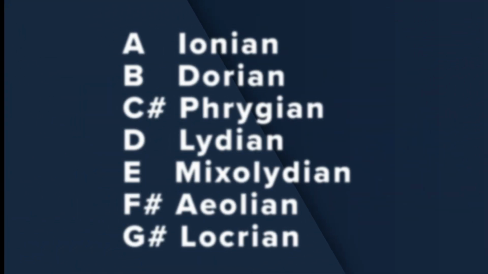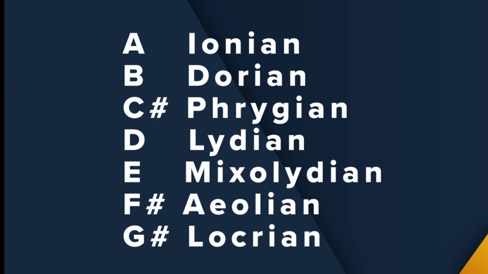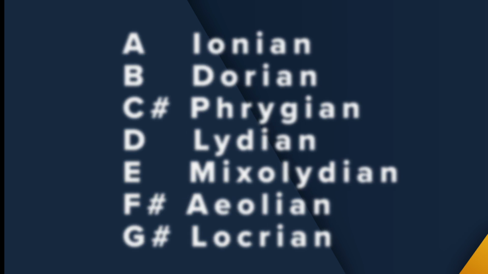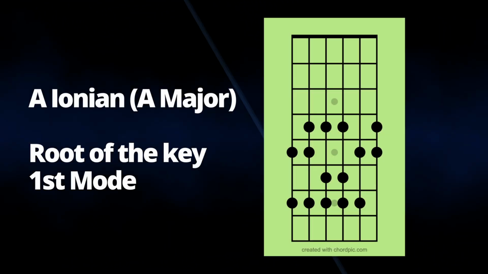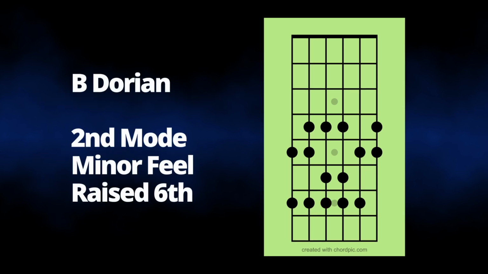Now let's go through all 7 modes. Remember, each mode uses the same notes as the A major scale, but by starting on a different note, we get a different sound or vibe. A Ionian. This is a major scale, bright, uplifting, happy. B Dorian. Start on B. It's a minor mode with a raised 6th, giving it a bluesy, jazzy vibe.